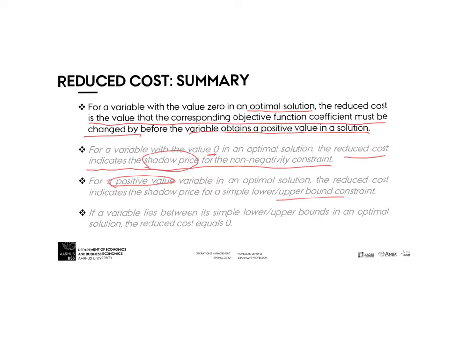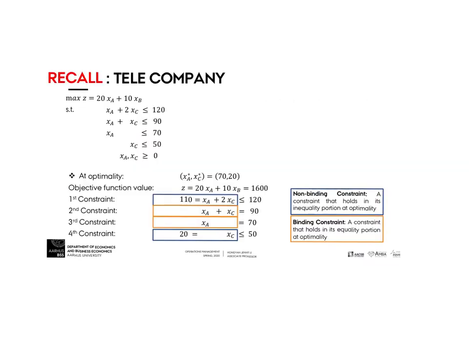So if a variable lies between its simple lower and upper bounds in an optimal solution, the reduced cost equals 0. That means if your optimal solution for one variable is not binding, then your reduced cost should be 0. So now let's see the telecom company case again.